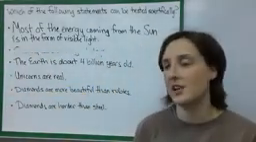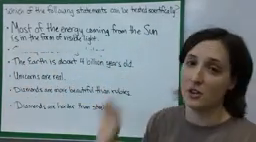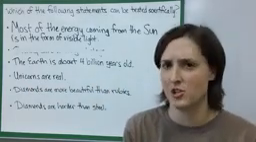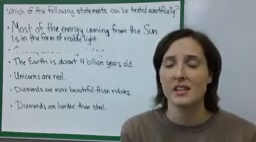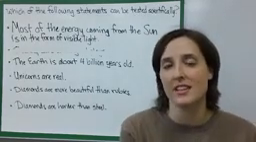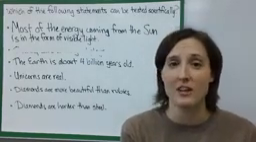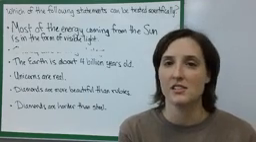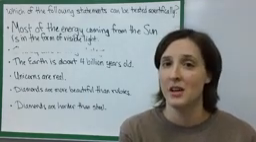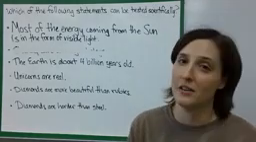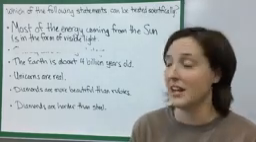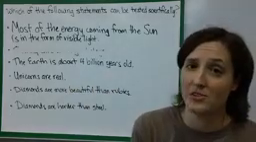The next one says the Earth is about 4 billion years old. This one might seem a little tricky, but it is actually possible to measure how old something is. Scientists can use things like radioactive dating and radiometric dating, and this actually tells us how long these elements have been around. So yeah, we can actually tell from carbon dating and other forms of radioactive dating that the Earth is about 4 billion years old.